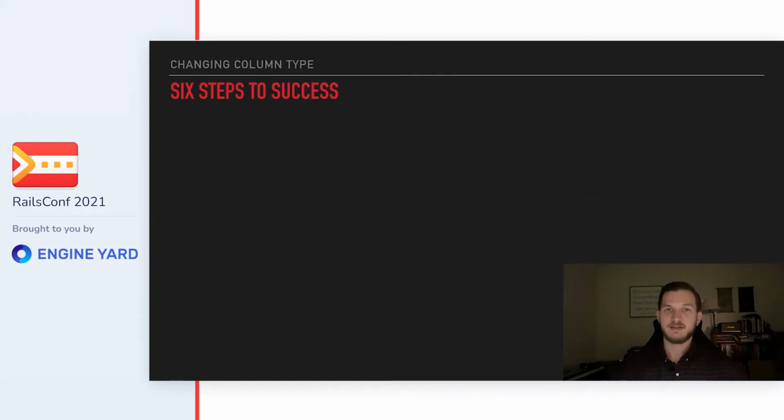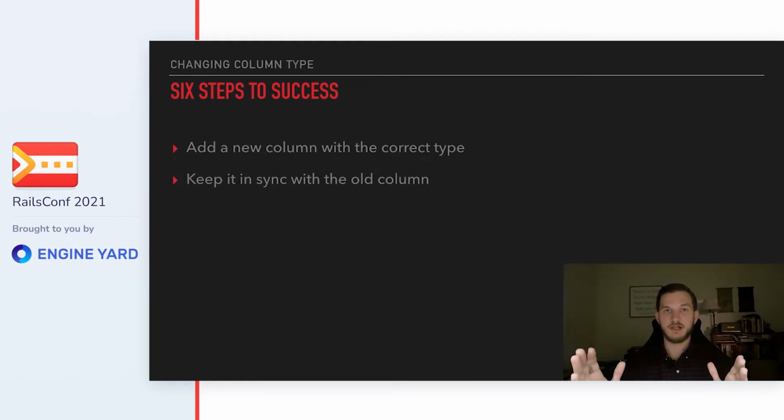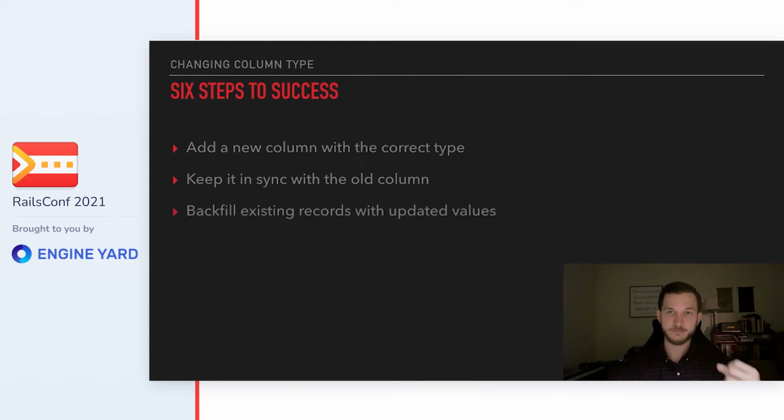Fortunately, you can effect this change with a simple 6-step process, each step requiring its own commit and a corresponding deploy to production. First, add a completely brand new column with the correct type. Then, you want to add a mechanism to keep the new column and the old column in sync as your application makes changes to the model in question. Third, run a backfill task to update all the existing records with a correct value in the new column that you added in the first step.